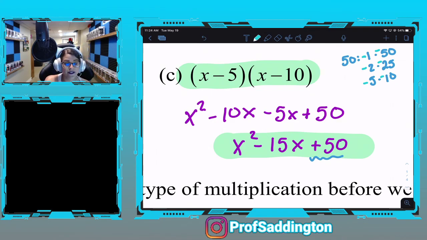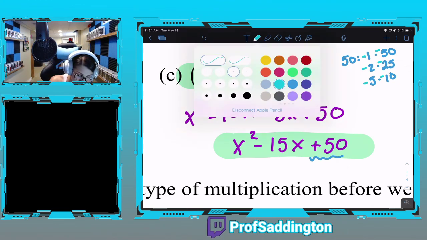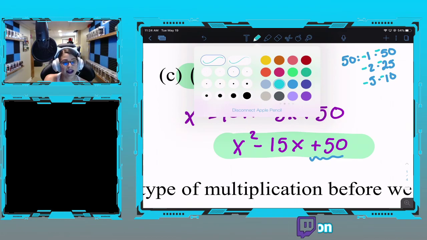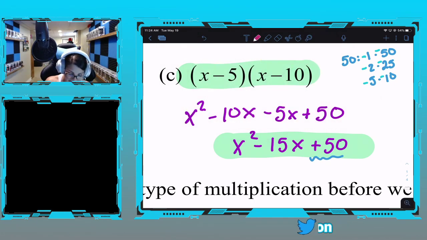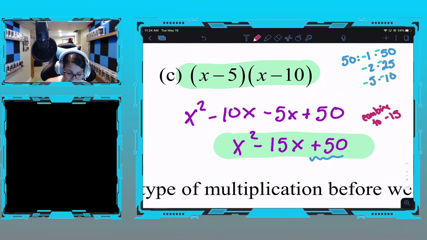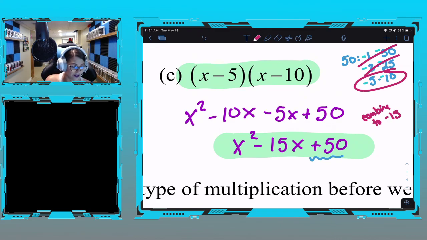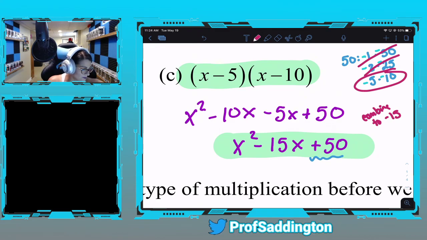Now I have to figure out which of those pairs is going to combine to give me a negative 15. So combine to negative 15. So negative 1 and negative 50 is negative 51. That doesn't work. Negative 2 and negative 25 give me negative 27. That doesn't work. But negative 5 and negative 10 do give me negative 15. So that does work. Okay.